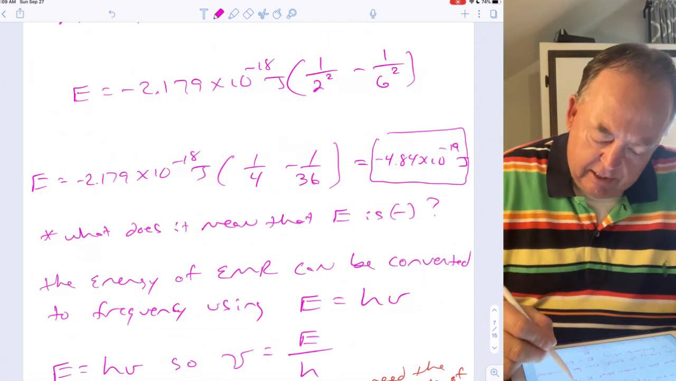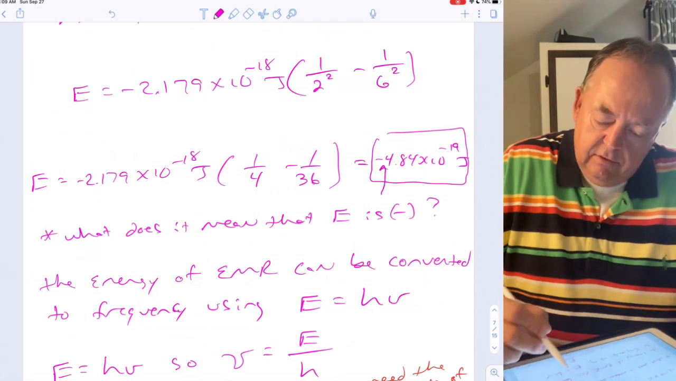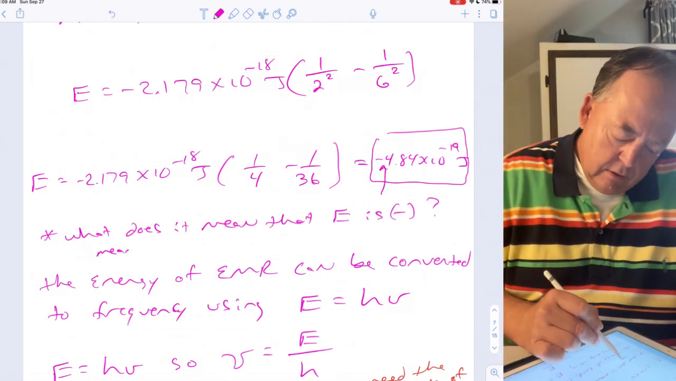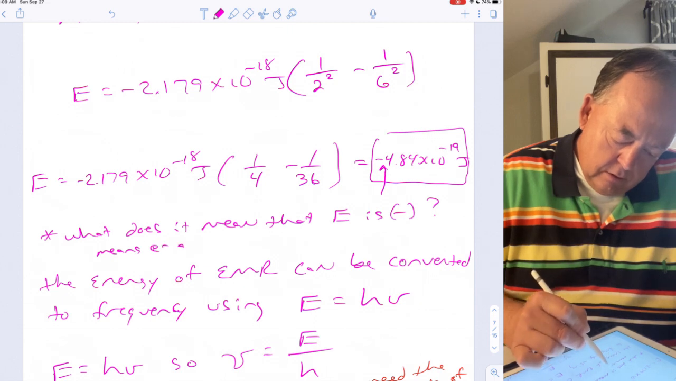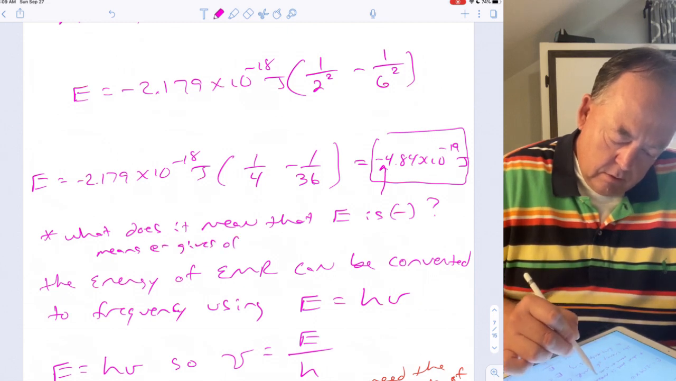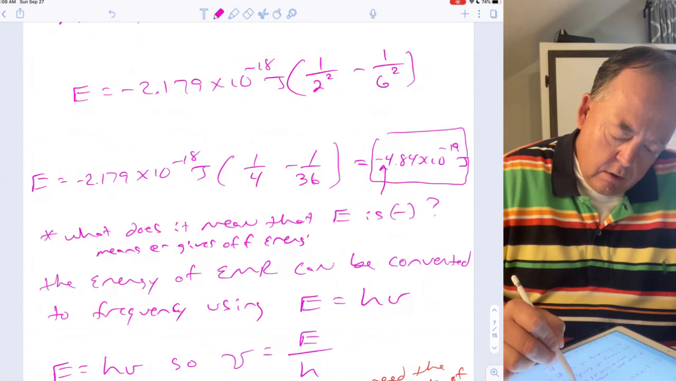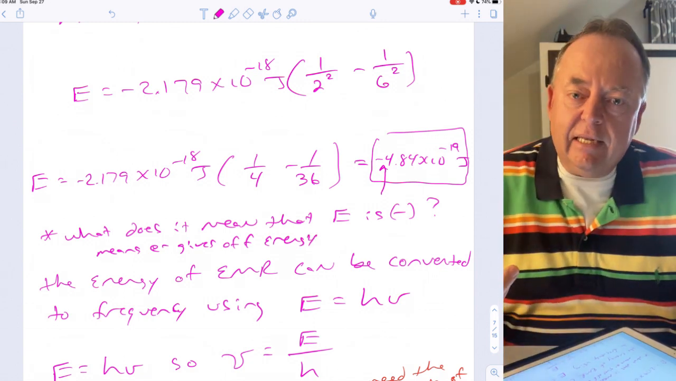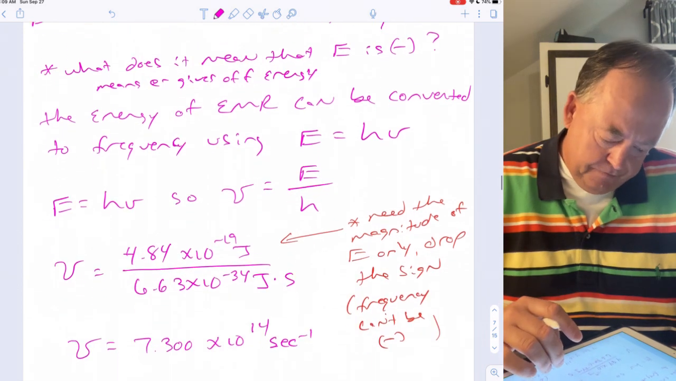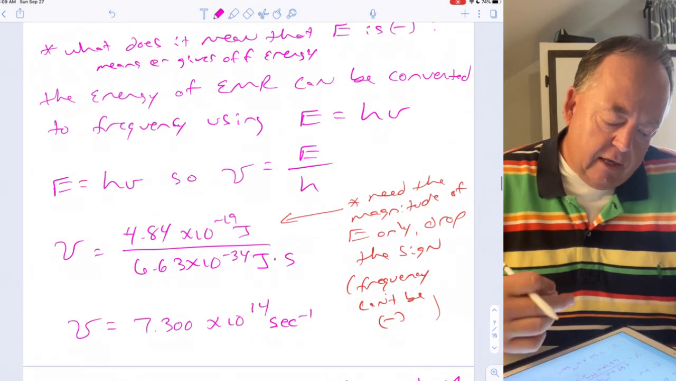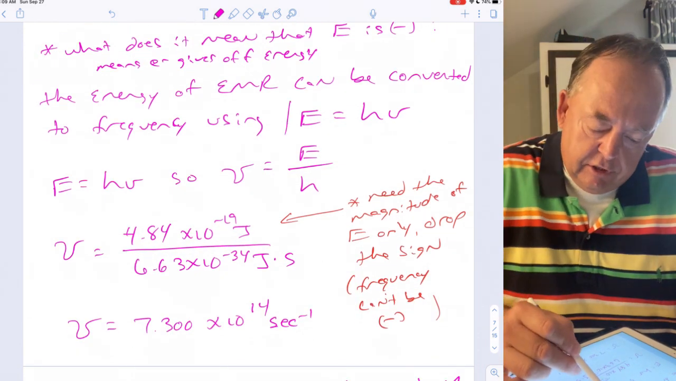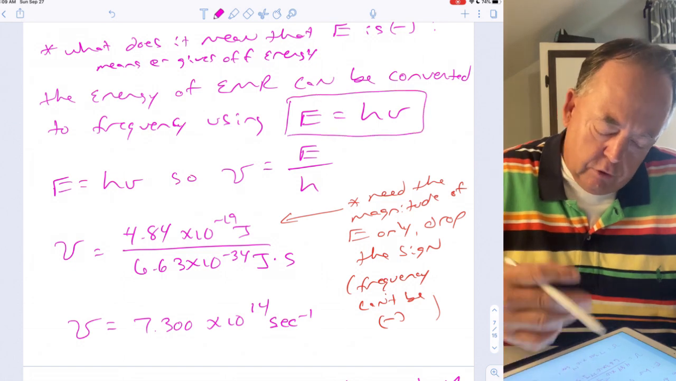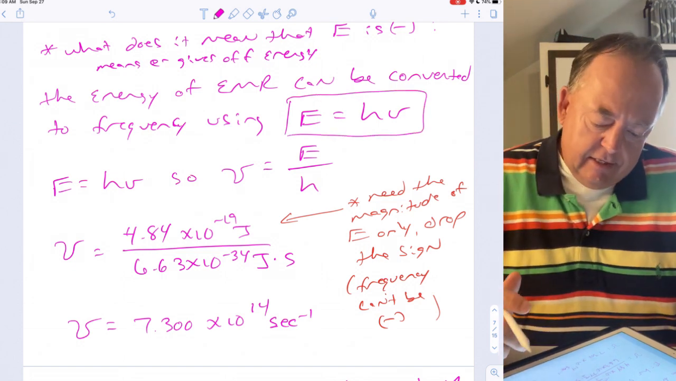So what does it mean that the energy is negative? That means that the electron gives off energy, so energy is emitted in the process. So we can calculate the frequency of that energy using this equation, which was shown in the first lecture. So E equals h nu.